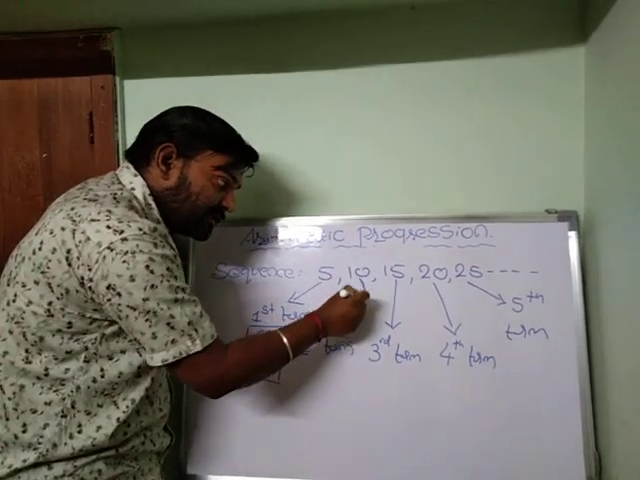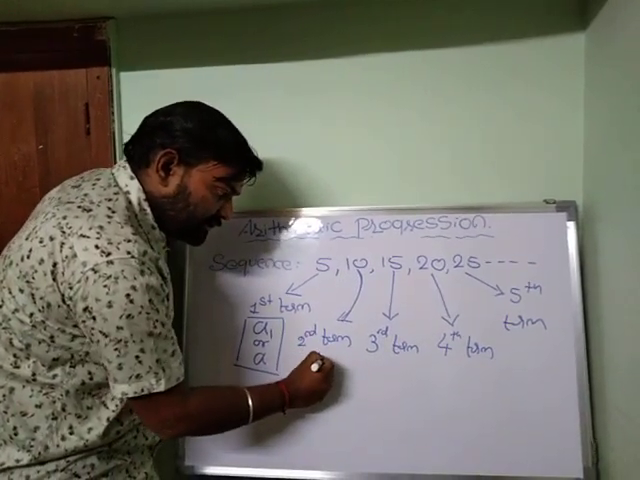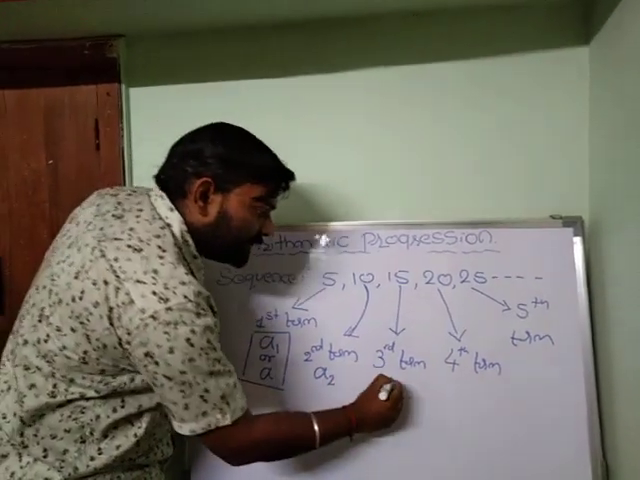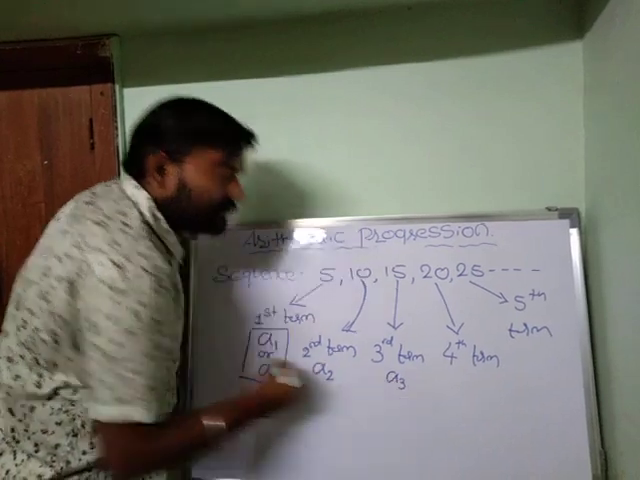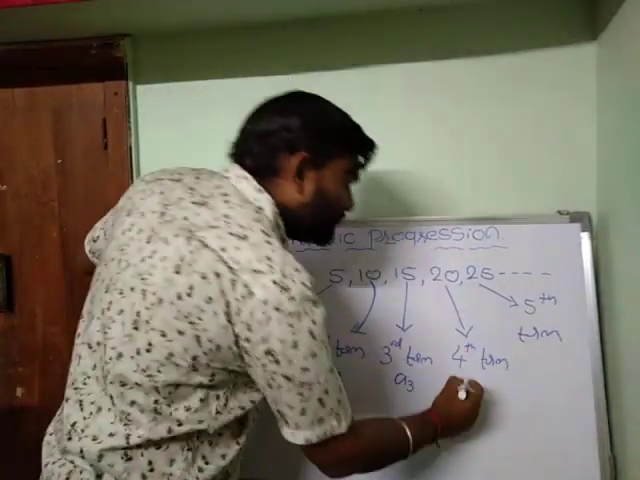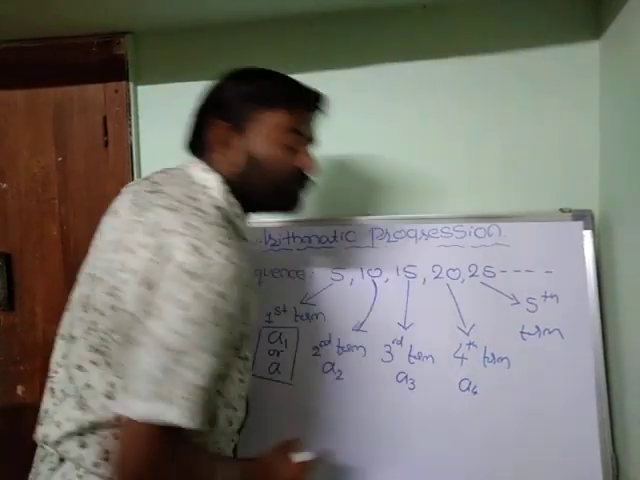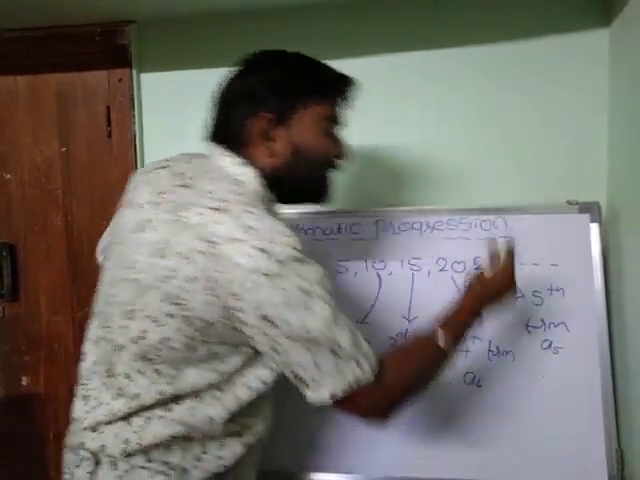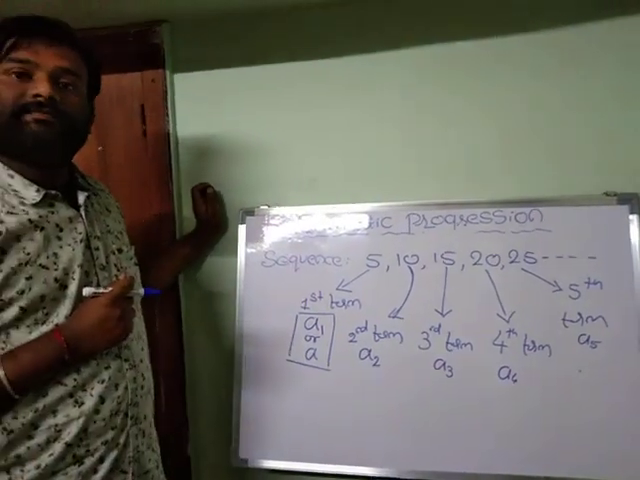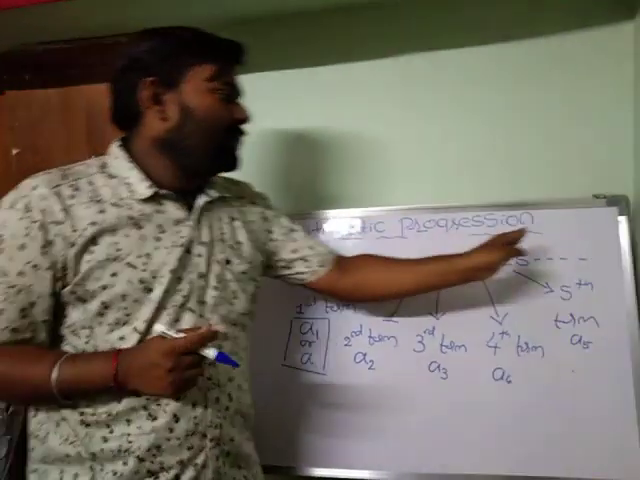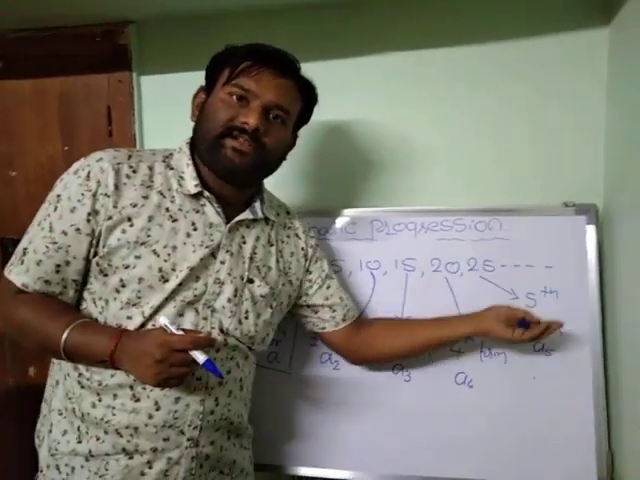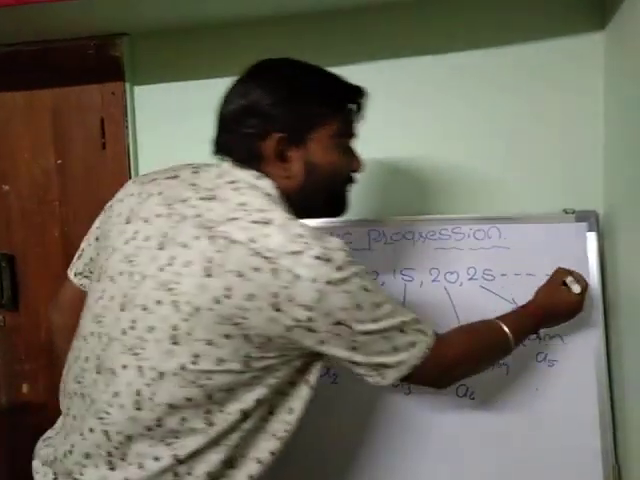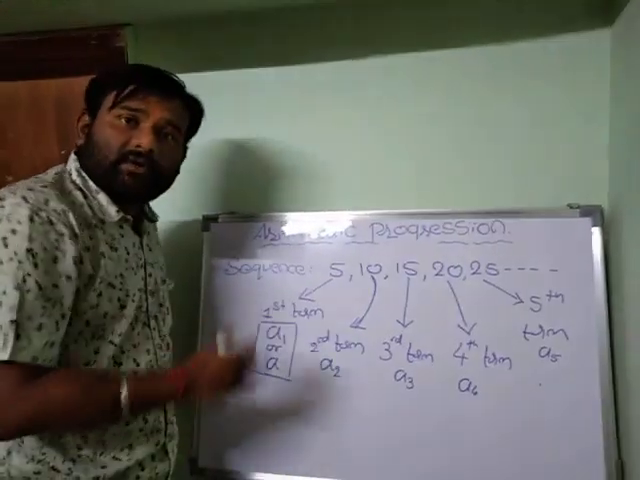The second term is written as A2. The third term is written as A3. The fourth term is written as A4. The fifth term is written as A5. Like that it continues. The next number is called A6, the next A7, like that. I don't know which is the last number; somewhere it should stop.